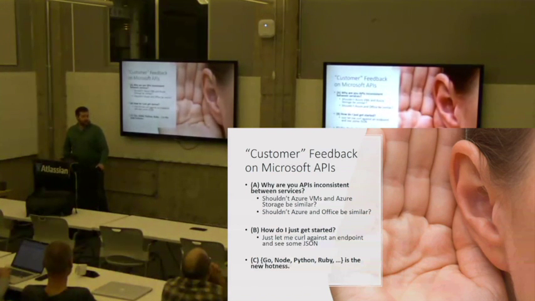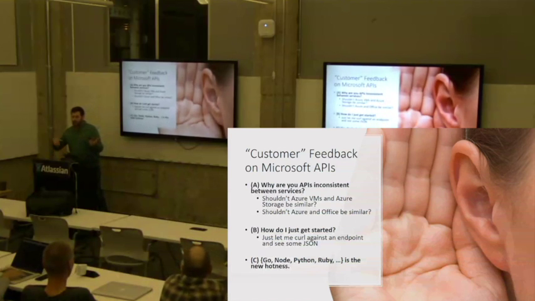So fast forward to 2014, some folks at Microsoft were talking to people about our APIs, and these are my attempts to aggregate this customer feedback and remove any of the four-letter words. So one thing we heard was, why are Microsoft APIs inconsistent? I want to do a VM on Azure. I want to do storage on Azure. Why are these not the same or very similar? It's Azure, it's Office, it's all Microsoft. Why are these not similar?